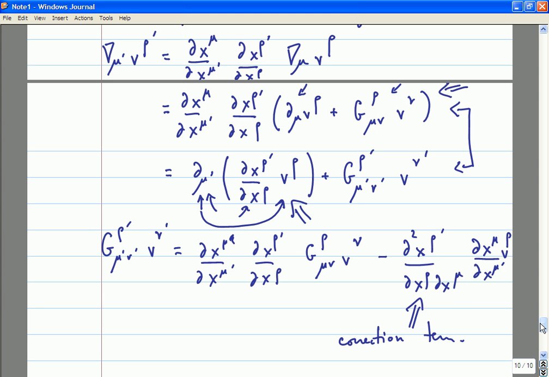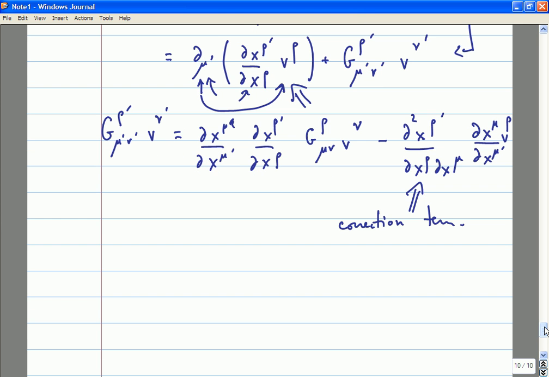So let's write this out a little more clearly. Everything here is multiplied by the vector v. So we'll just relabel our indices. I'll relabel my rho index to a new index so that everything's multiplied by v nu. And what we see then is that g rho mu nu must transform exactly like the Christoffel symbol, gamma rho mu nu.